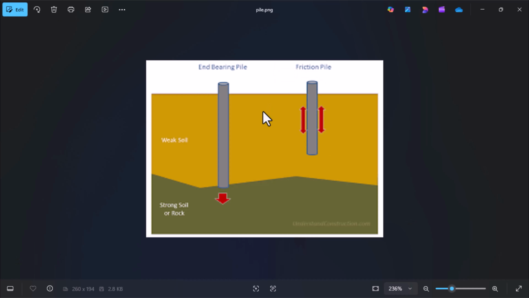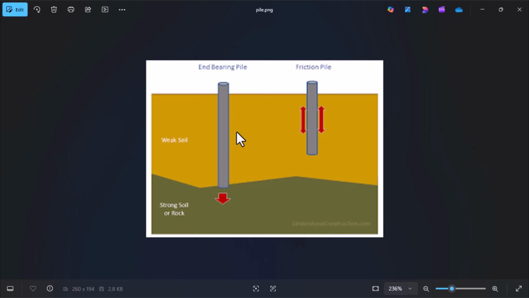Now this image right here, I know it's not really clear, but this says end bearing pile and this says friction pile. This is the weak soil and this is strong soil or rock. So this is how the piles work. So this soil is weak. Because it is weak, you cannot build on this soil, especially something as large as a shopping complex. So you drive your piles. If it's an end bearing pile, that would go straight down into the ground right here where it reaches the rock or stronger soil, and you would have a number of these laid out right across your site where the building is going to be.